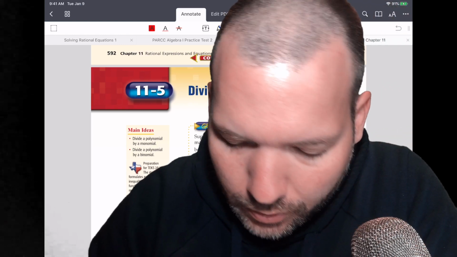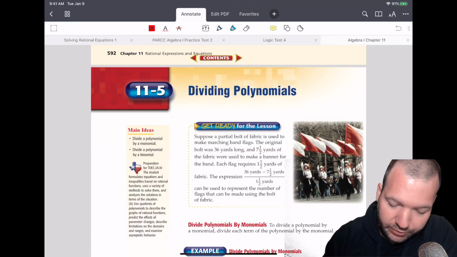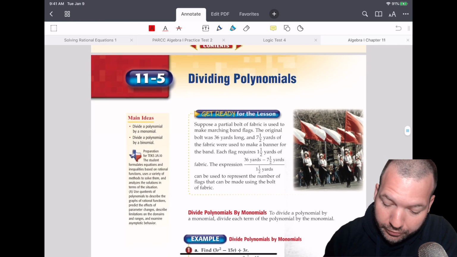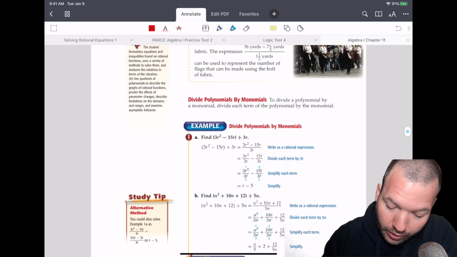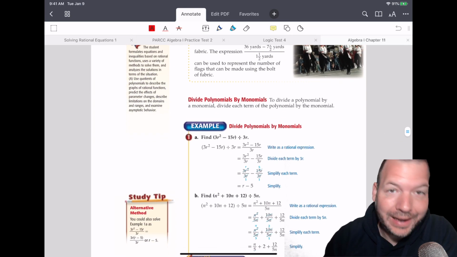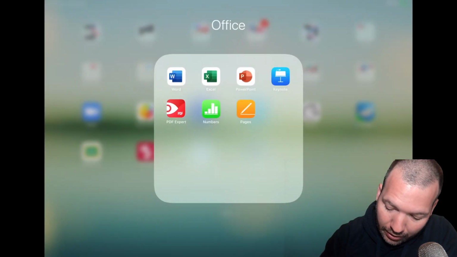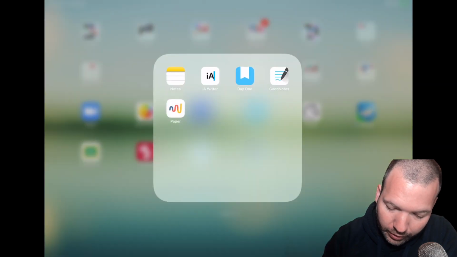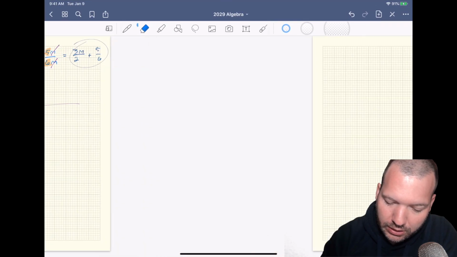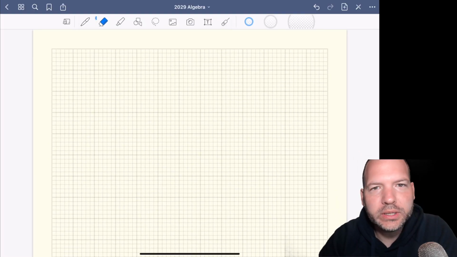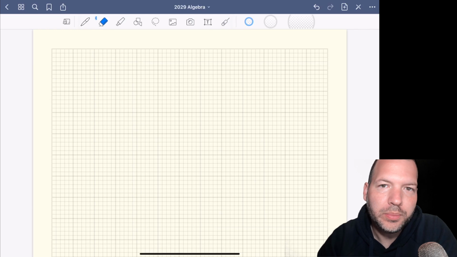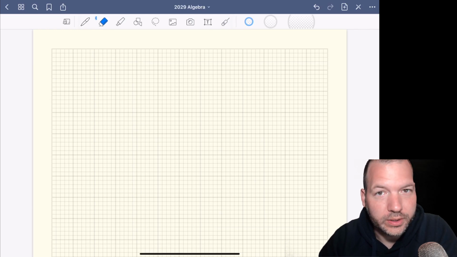Hello. We are looking at lesson 11-5. You can see I have that pulled up in front of me, and we are going to figure out how to divide polynomials. Now, what you might be wondering is, haven't we already done this, right? Wasn't the last lesson about dividing polynomials? And you'll notice, no, it wasn't. It was about dividing rational expressions.